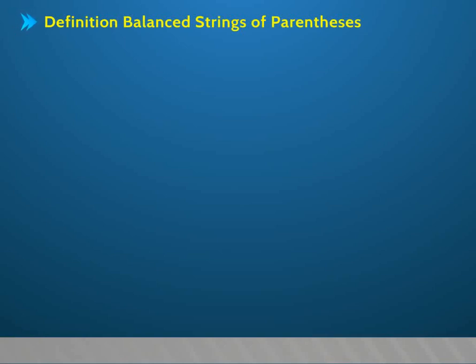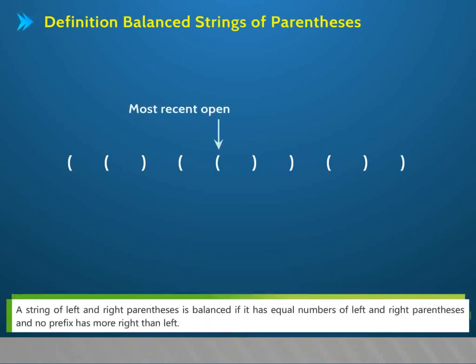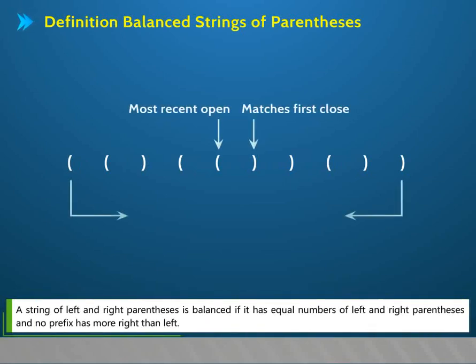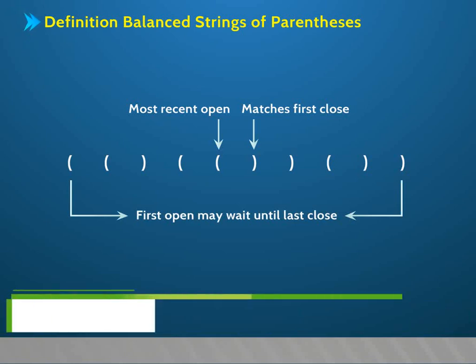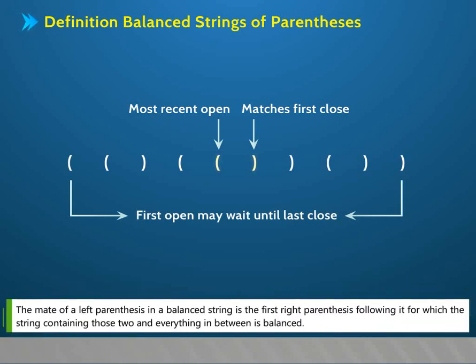Definition: balanced strings of parentheses. A string of left and right parentheses is balanced if it has equal numbers of left and right parentheses and no prefix has more right than left. The mate of a left parenthesis in a balanced string is the first right parenthesis following it for which the string containing those two and everything in between is balanced.